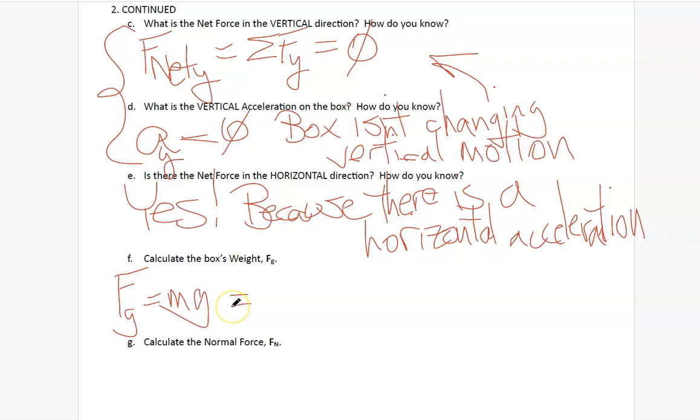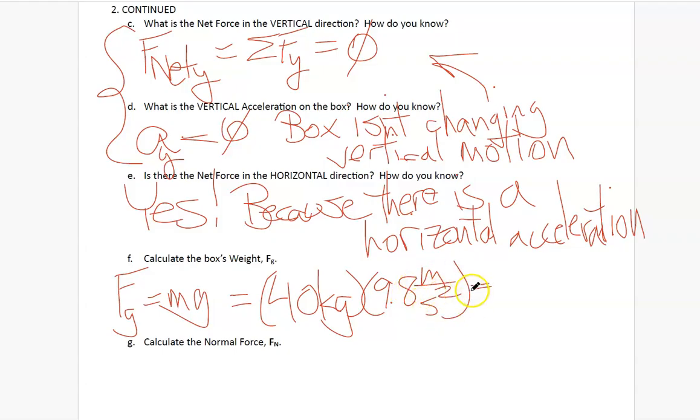Well, we can easily calculate the weight force. We know the mass, 40 kilograms. We know the gravity, 9.8 meters per second squared. And we end up with the same weight as we did with the last problem, which we know is in the negative direction, and that's 392 newtons. Let's not worry about the sign just yet.